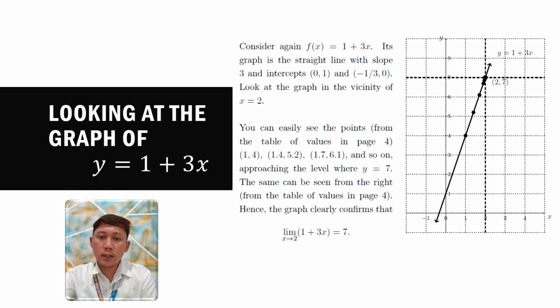You can easily see the points from the table of values above. So we have 1 and 4, 1.4 and 5.2, 1.7 and 6.1. And as it approaches 2, the value is 7. So the limit of the function 1 plus 3x as x approaches 2 is equal to 7.